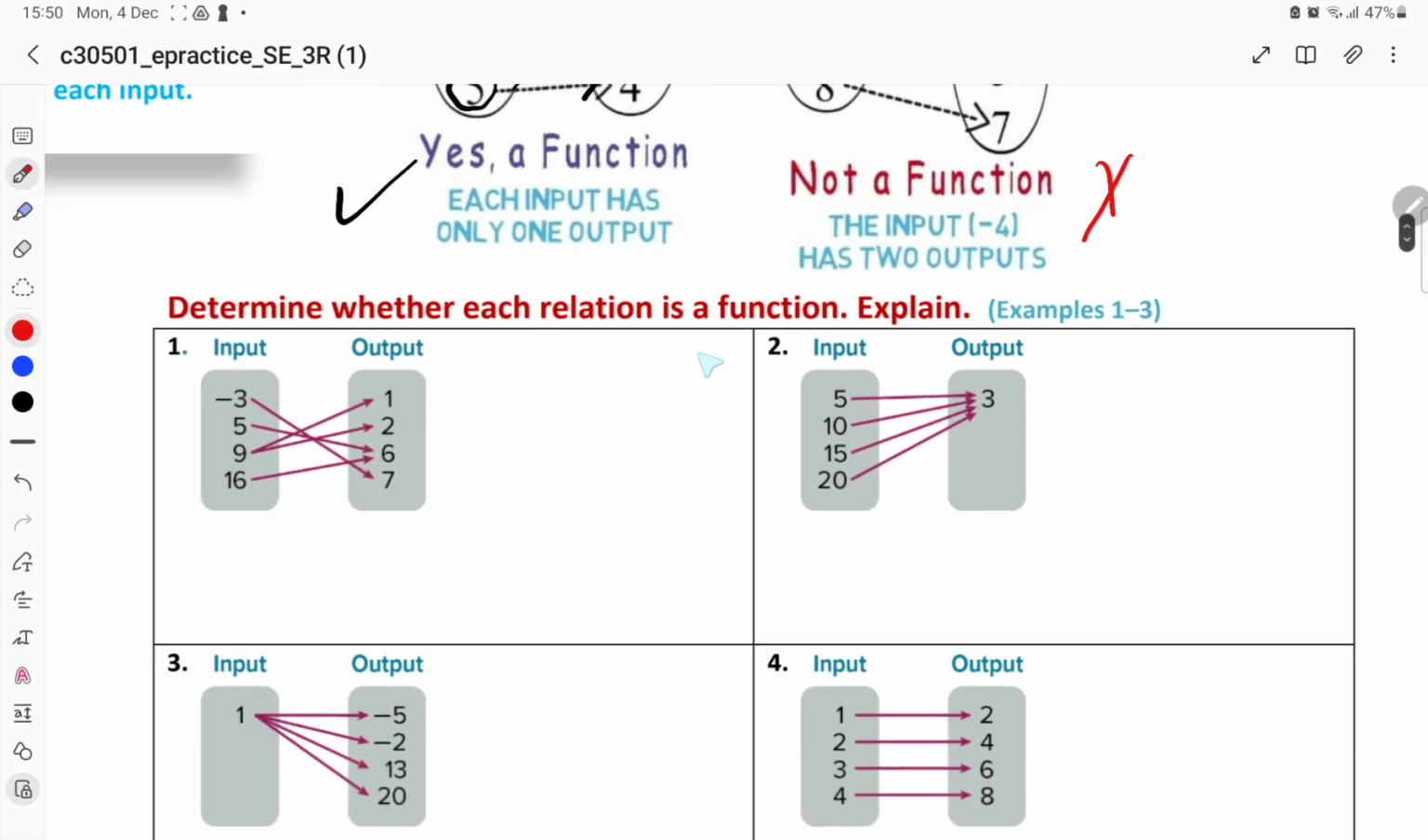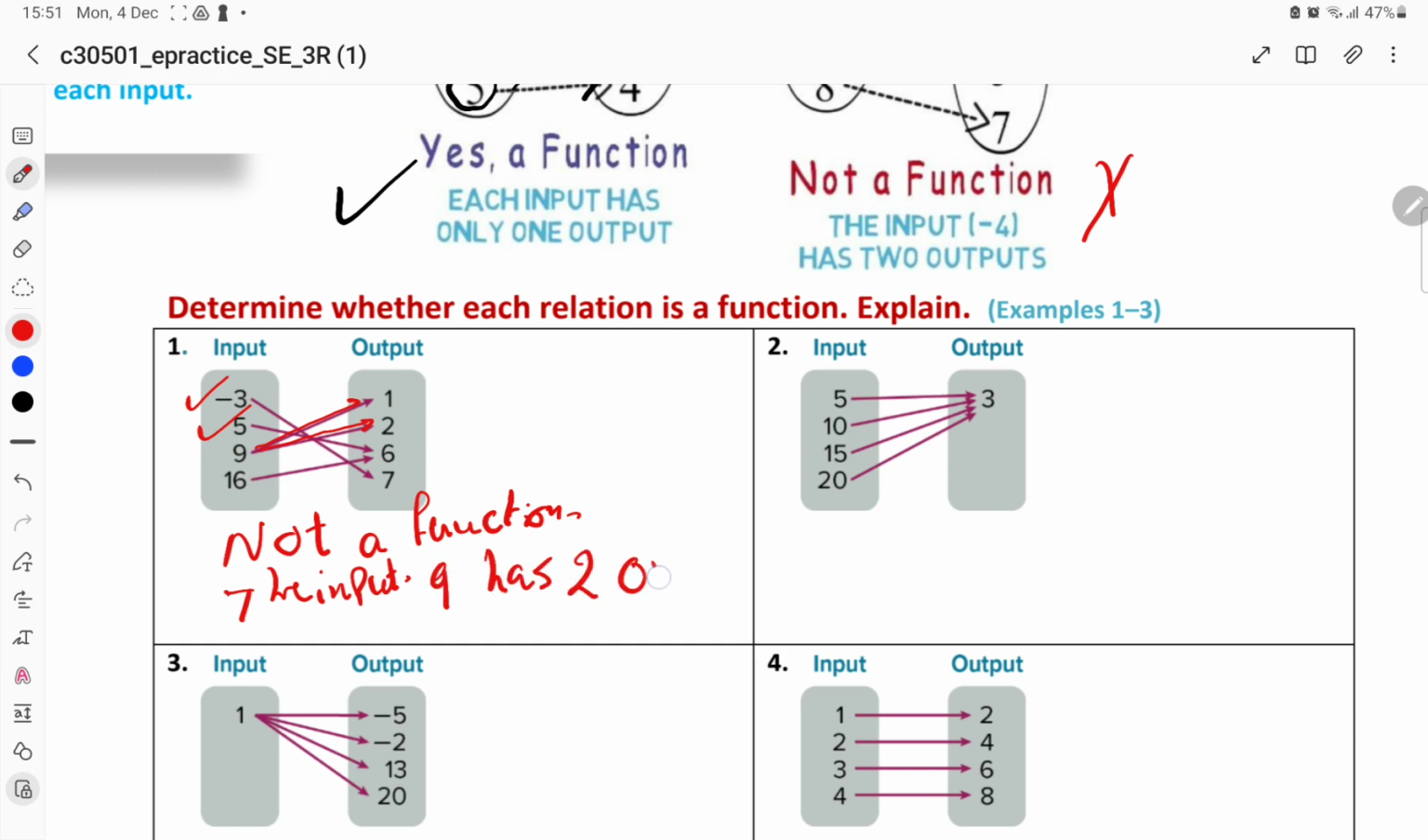Determine whether each relation is a function or not and explain. -3, yes. So -3 has one output with 7. 5 has one output with 6. The 9, take care of the 9. It has how many outputs? Two outputs. So we will write like this, not a function. Why? Because the input 9 has two outputs.